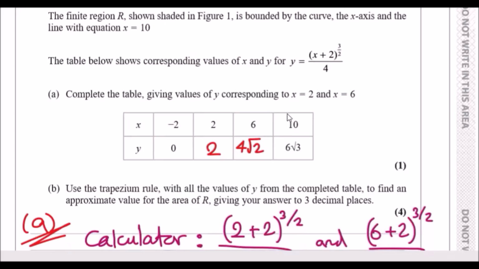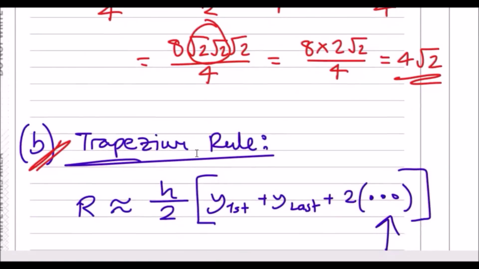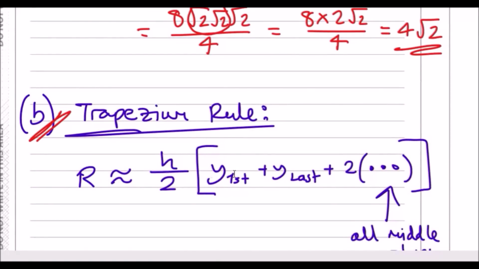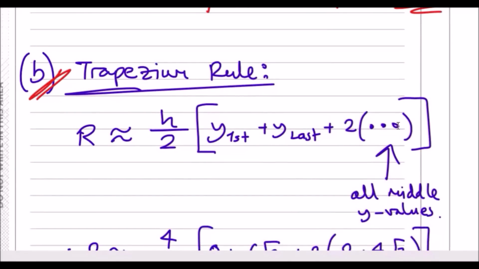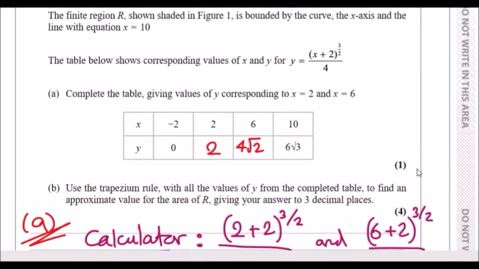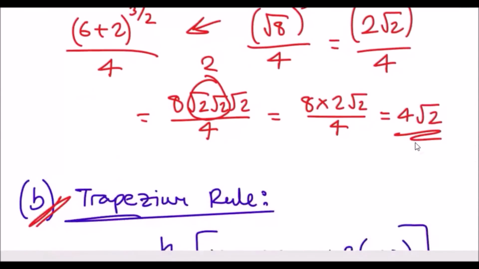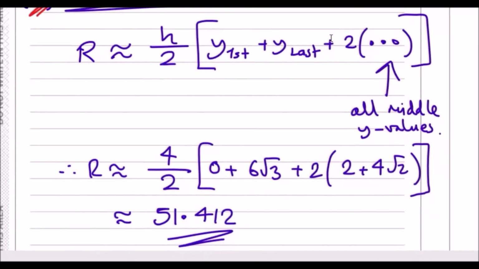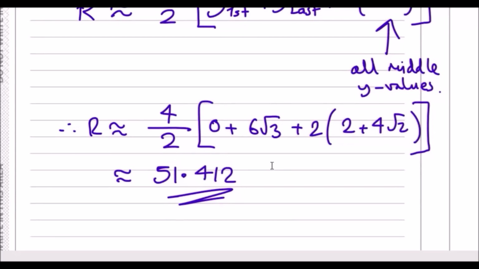So you can see it's going up in blocks of 4s. Because minus 2 and 2 has a width of 4, this has a width of 4, and 6 and 10 has a width of 4. So h is 4. Now, the formula is always the first y value plus the last y value plus 2 times everything in between. So the first and last y values, according to the table, would be 0 and 6 root 3. And then these two values in the middle are inside the middle parts, so this would be 2 times the middle values. And that's it, just plug everything in, smash it into your calculator, and voila, 51.412.